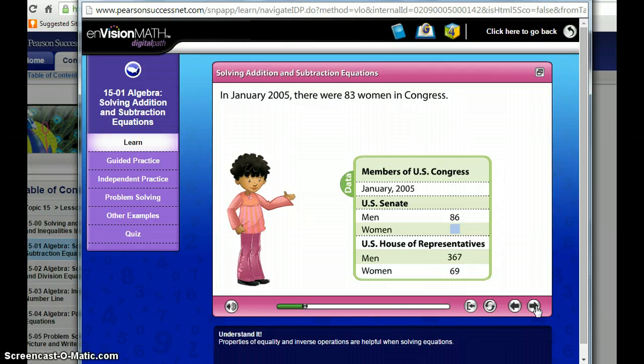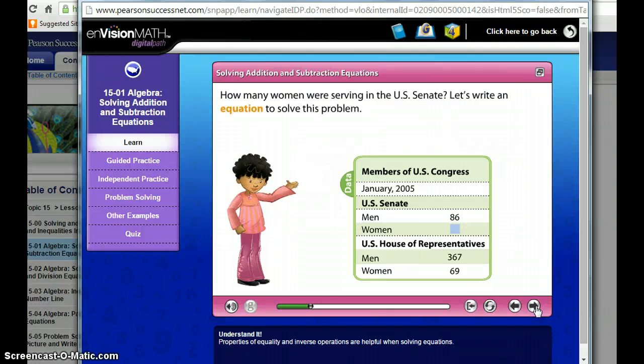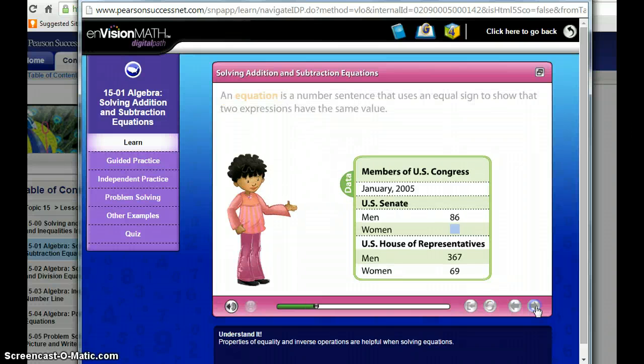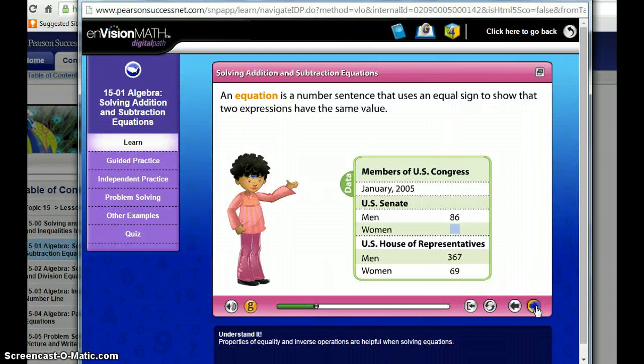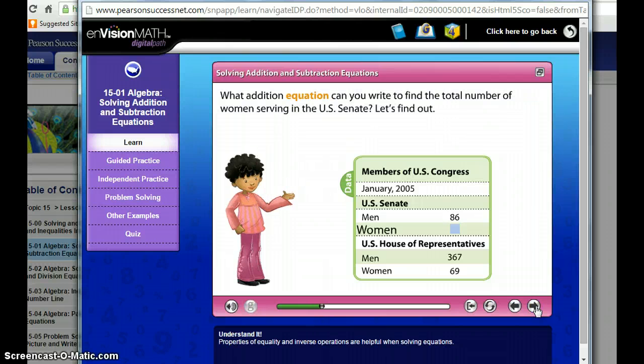In January 2005, there were 83 women in Congress. How many women were serving in the U.S. Senate? Let's write an equation to solve this problem. An equation is a number sentence that uses an equal sign to show that two expressions have the same value. What addition equation can you write to find the total number of women serving in the U.S. Senate? Let's find out.